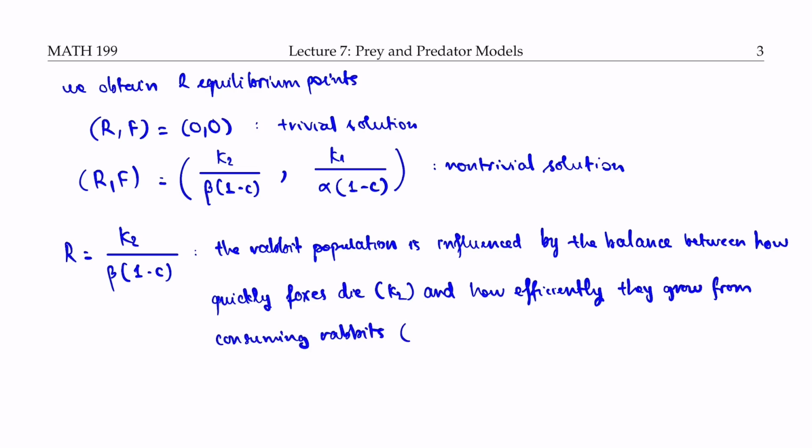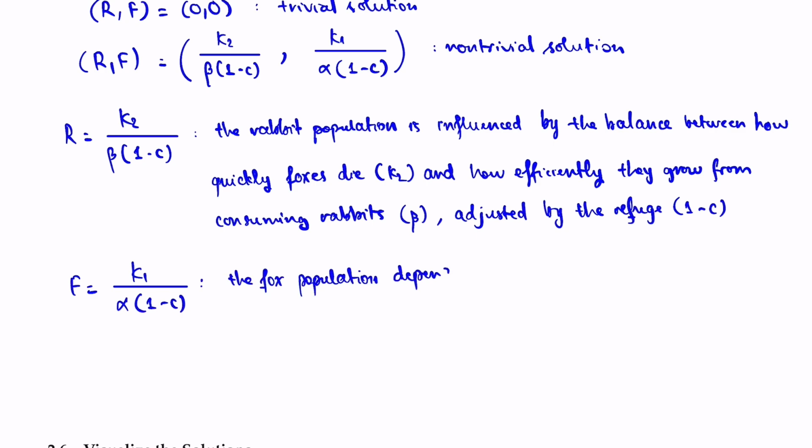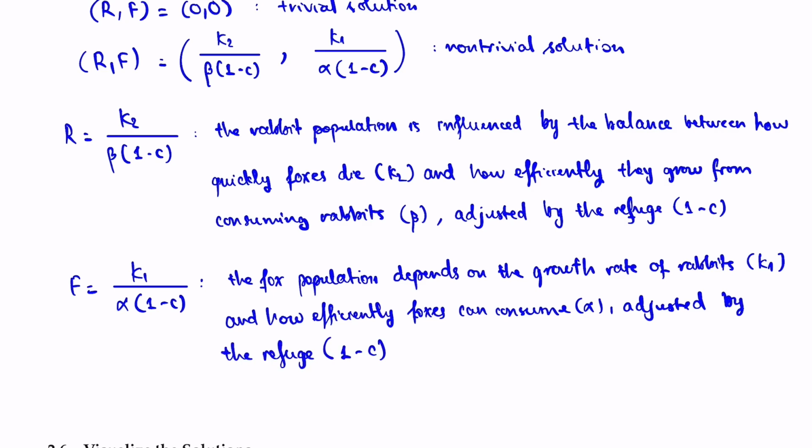at the rate of beta. And of course, the result adjusted by the refuge of 1 minus c. On the other hand, you have that f is equal to k1 over alpha times 1 minus c. So the fox population depends on the growth rate of rabbits at the rate of k1 and how efficiently foxes can consume at the rate of alpha, adjusted by the refuge of 1 minus c. So that is the equilibrium values for the case of prey and predator model with prey refugees.